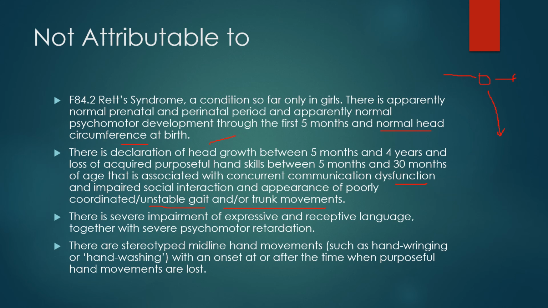There is severe impairment of expressive and receptive language together with severe psychomotor retardation. So these are progressive in a way. There are stereotyped midline hand movements such as hand wringing or hand washing with an onset at or after the time when purposeful hand movements are lost.